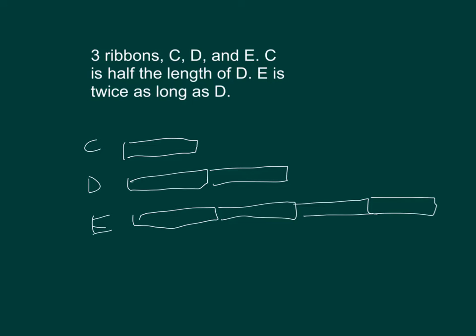So we have ribbons C, D, and E. Is C half the length of D? Yes. Is E twice as long as D? Yes.